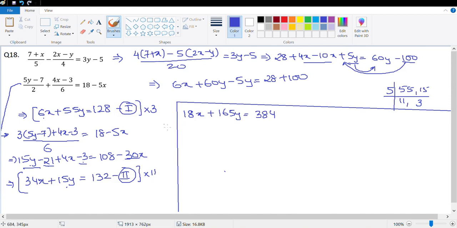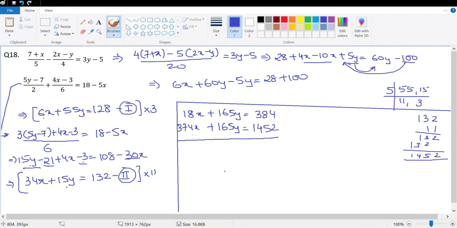And let's multiply the second equation with 11. 34 into 11, 340 and 34, that's 374x. 15y into 11, that's 165y. 132 into 11, let's multiply this: 1452.